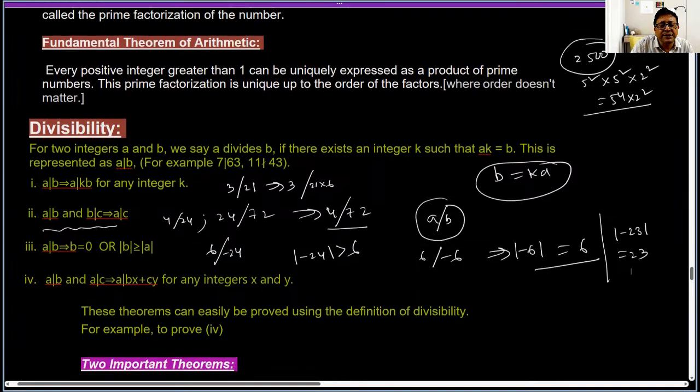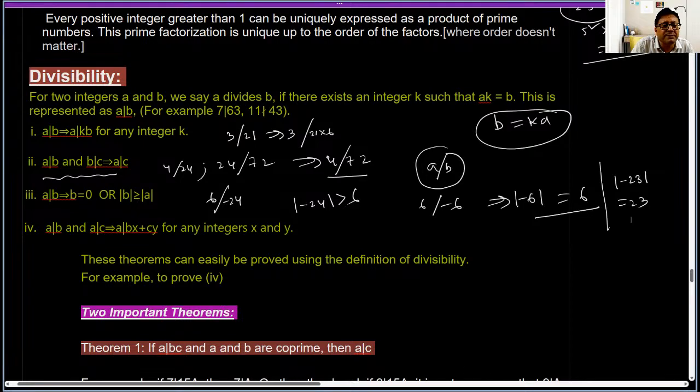These theorems can easily be proved using the definition of divisibility, but apart from this one: a divides b, a divides c implies a divides bx plus cy for any integers x and y. Let me give you the proof. a divides b and a divides c. a divides bx plus cy. How will you prove it?